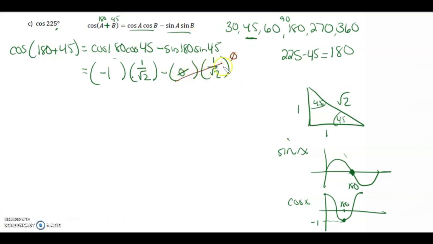Even though this gives us 0, don't quit after you see that this is 0. Still fill this in for full marks. And then what's -1 times 1 over root 2? Well, that's just -1 over root 2. And that's the answer.